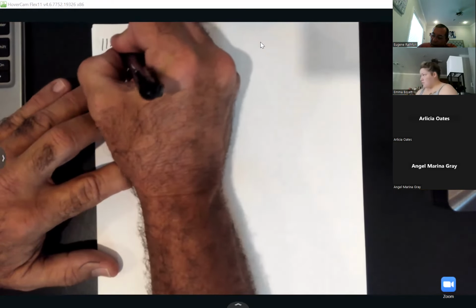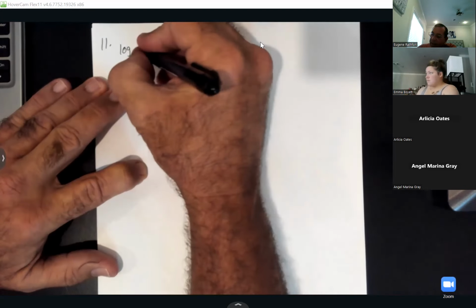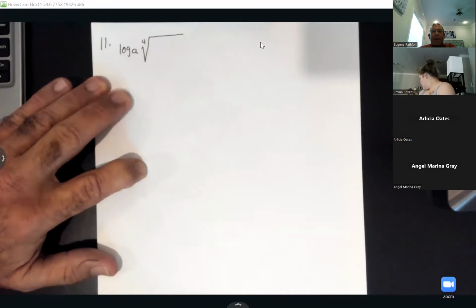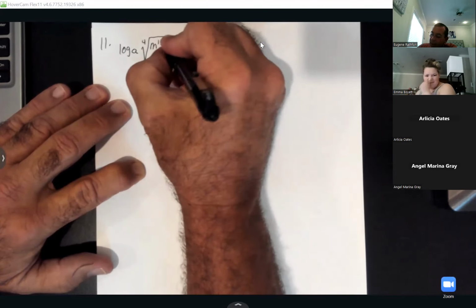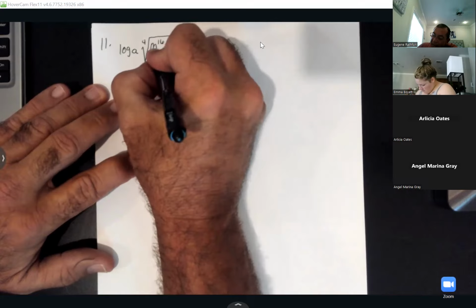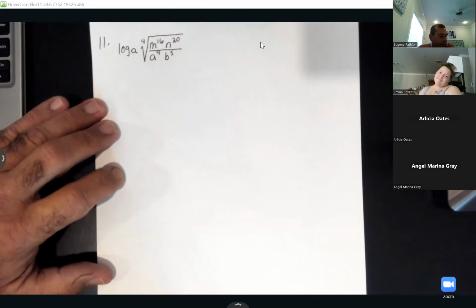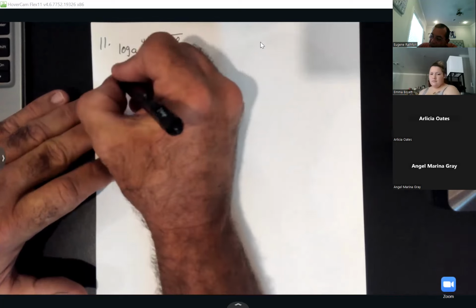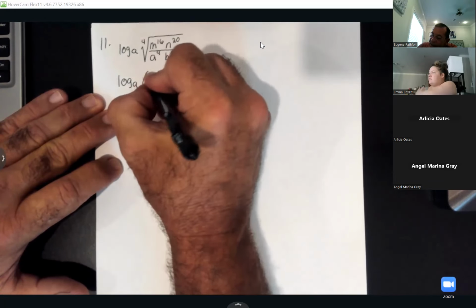All right. So out front, I got a log base A. Then I've got a really big radical. And my radical has a 4 up in that notch. So on top, I got an M16, N20 over an A9 and a B5. All right. So the first thing we got to do is take care of that big radical. So we're going to bring down our log base A. I'm going to put the fraction inside parentheses again.